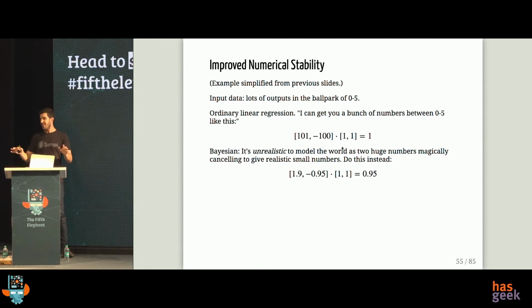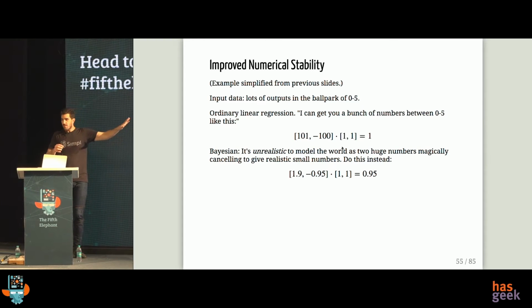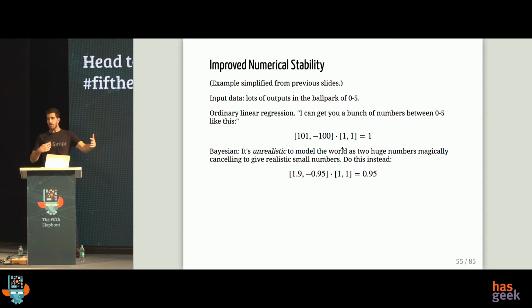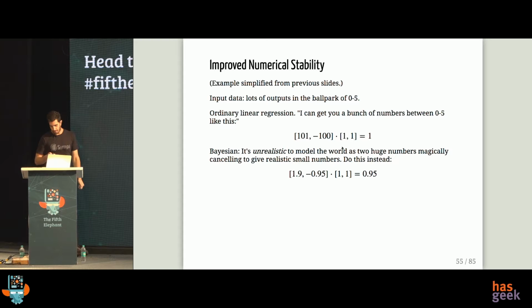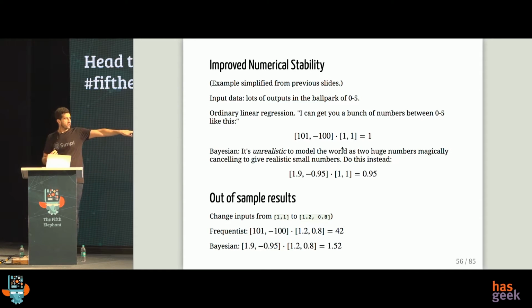There's no way the real world is generated by 101 canceling 100. So we'll do something a little less accurate, but that seems more plausible. It's essentially putting your opinions above the data a little bit. But then if you look at out-of-sample results, a small tweak to the model gets you crazy results from the frequentist ordinary least squares method, whereas the Bayesian model is still plausible. It may not be perfect, but it's in the realm of plausibility. It hasn't completely blown up.